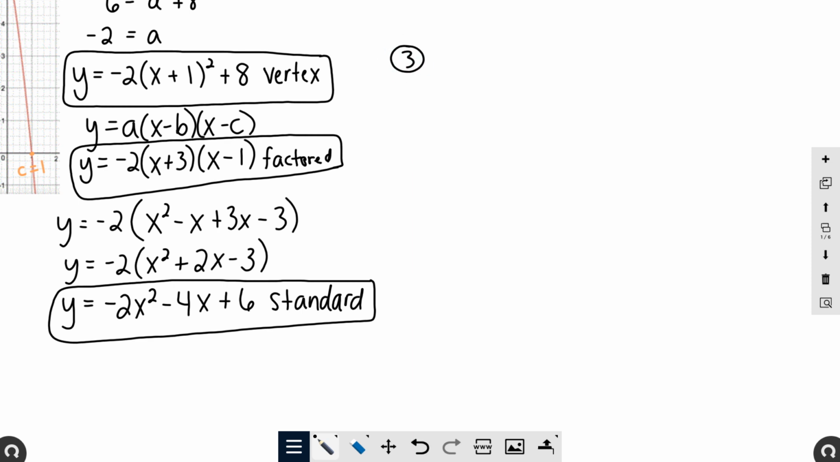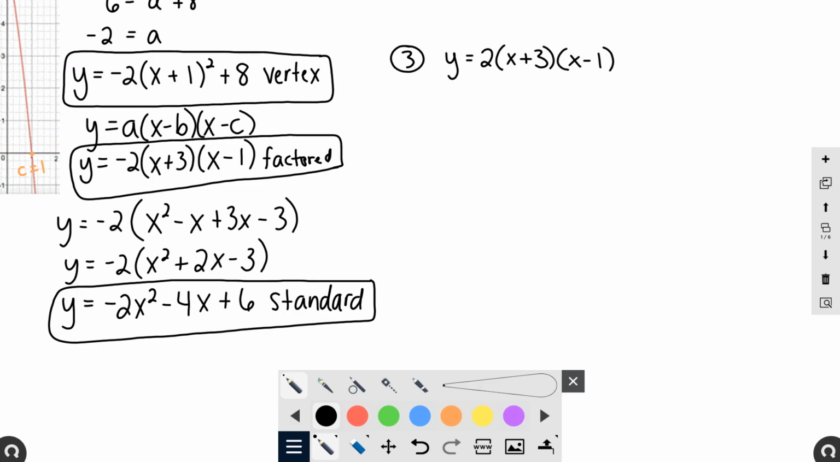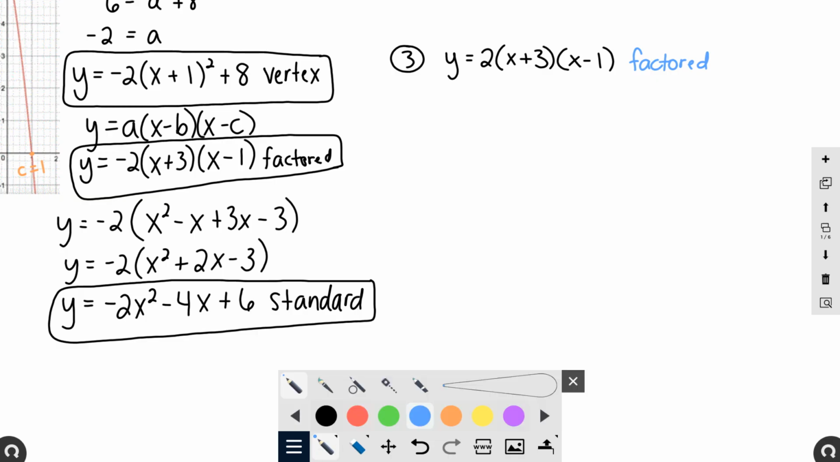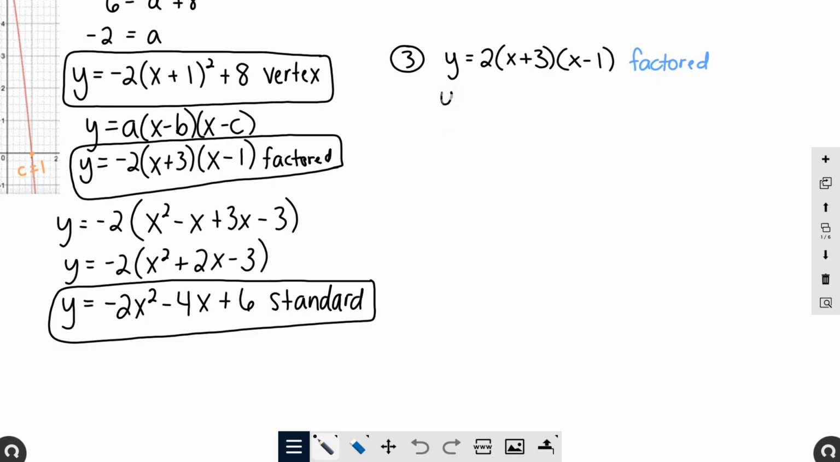All right. Number 3 gives us this equation, y equals 2 times x plus 3 times x minus 1. So what form is this one? This one is factored. So if we have factored, what do we need to do to it? Get it to standard. All right, so to get it to standard, we're going to have to distribute out just like we did the last problem over there. Look at those two parentheses. They're the same as number 7. Did y'all notice that? All right, so distribute them out.